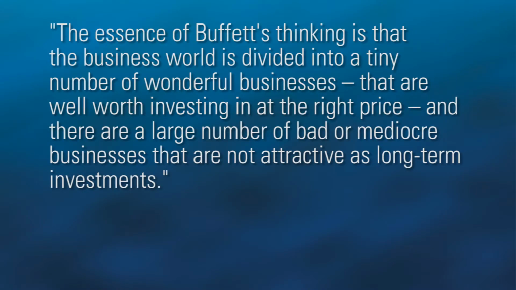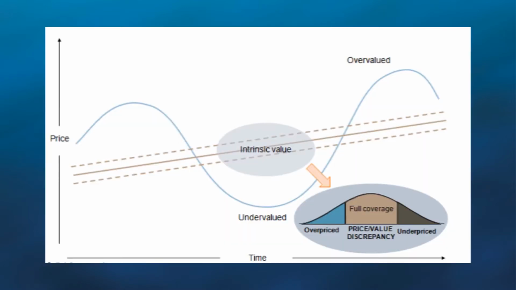The essence of Buffett's thinking is that the business world is divided into a tiny number of wonderful businesses that are well worth investing in at the right price, and that there are a large number of bad or mediocre businesses that are not attractive as long-term investments. In those rare occasions when a wonderful business is on sale, in other words, it's priced below its intrinsic value, Buffett buys boldly, paying little attention to what others are doing or saying about the economy or the stock market.